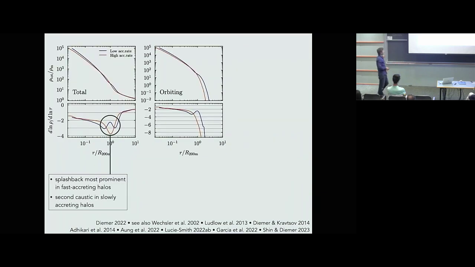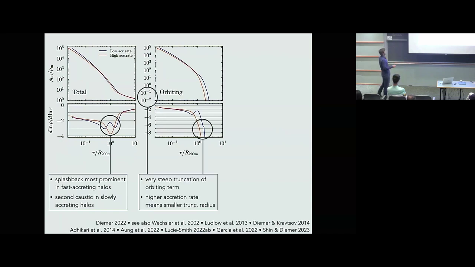We also see it more clearly when we now split into the orbiting only particles. And again, you see this sort of funny profile that steepens a bit and then steepens a lot, right? Like the slope goes to sort of minus infinity, basically. And so what you're seeing is that the fast accreting halos, the orange ones, they have a smaller truncation radius, if that's what you want to call it. Also note that we're down to 10 to the minus 2 in overdensity here, right? So we can measure incredibly small overdensities.